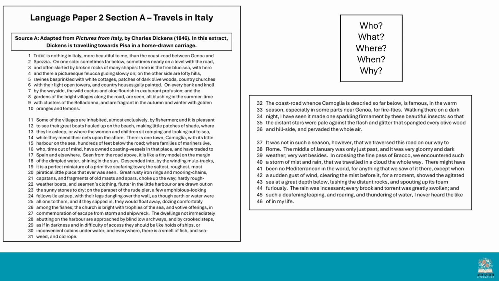If the church is bright with trophies of the sea and votive offerings, in commemoration of escape from storm and shipwreck. The dwellings not immediately abutting on the harbour are approached by blind low archways and by crooked steps, as if in darkness and difficulty of access they should be like holds of ships or inconvenient cabins under water, and everywhere there was a smell of fish and seaweed and old rope.